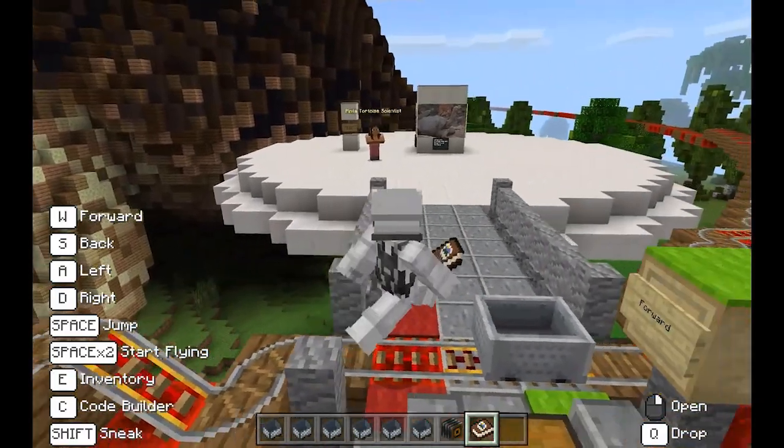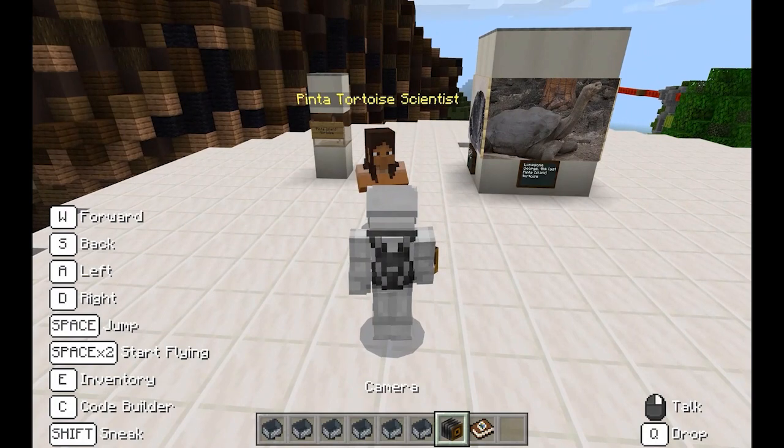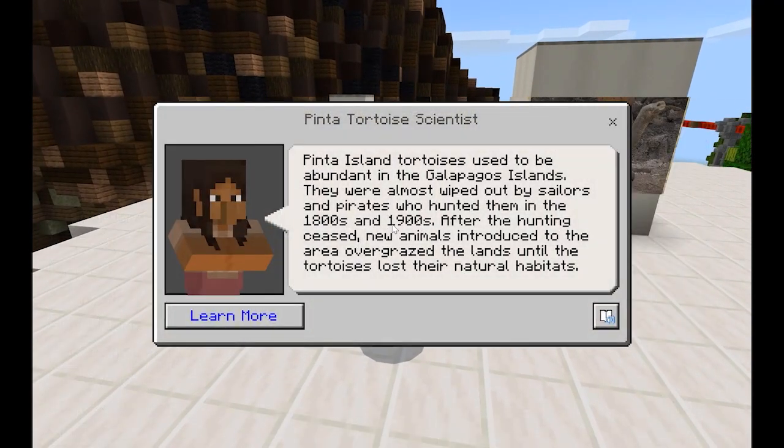This definitely looks like a turtle. Oh, it's a tortoise. Pinta tortoise scientist. Pinta Island tortoises used to be abundant in the Galapagos Islands. They were almost wiped out by sailors and pirates who hunted them in the 1800s and 1900s. After the hunting ceased, new animals introduced to the area overgrazed the lands until the tortoises lost their habitats.